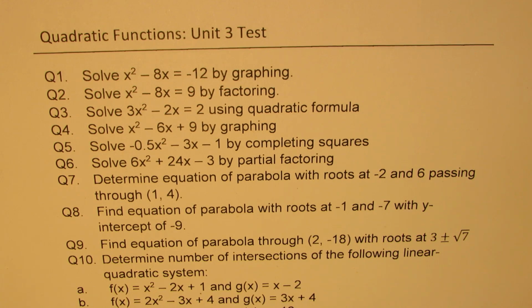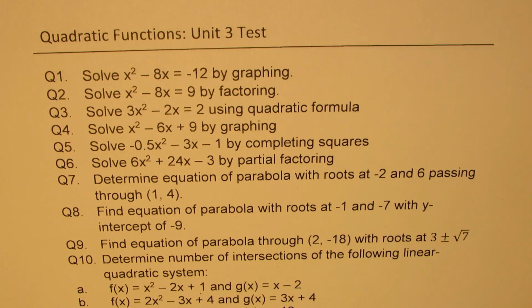Question number 7. Determine equation of parabola with roots at minus 2 and 6 passing through the point 1, 4. Question 8. Find equation of parabola with roots at minus 1 and minus 7 with y-intercept of minus 9. So in question number 7 and 8, we will understand how to find quadratic equation given its roots.